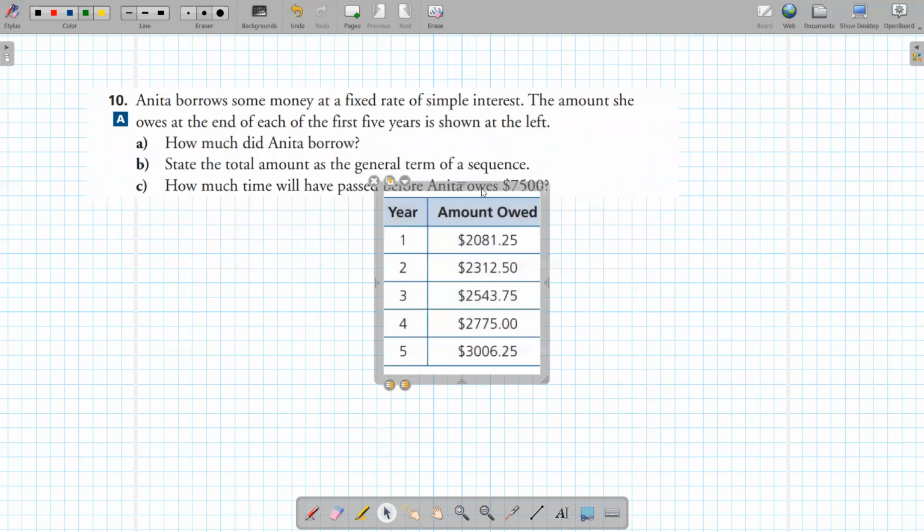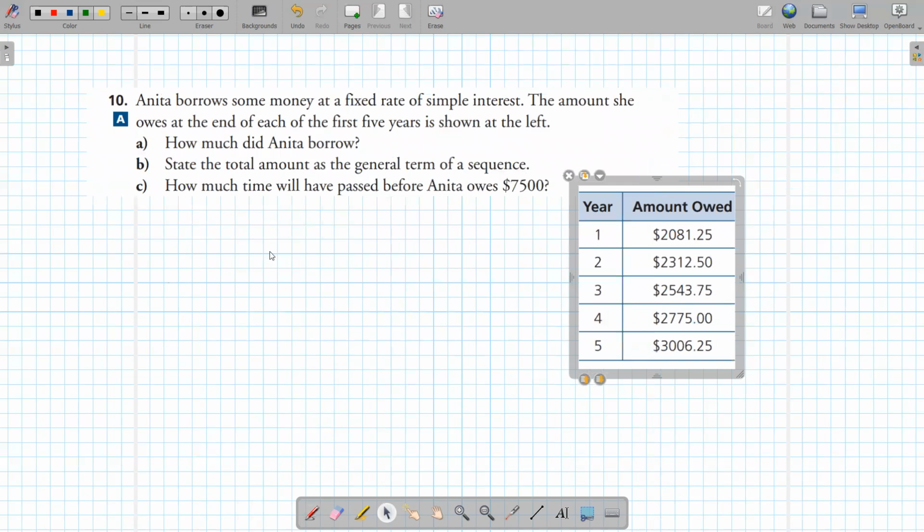Okay, let's look at this one. Anita borrows some money. The amount that she owes at the end of each of the first 5 years is shown at the left. How much did she borrow to begin with is the question.